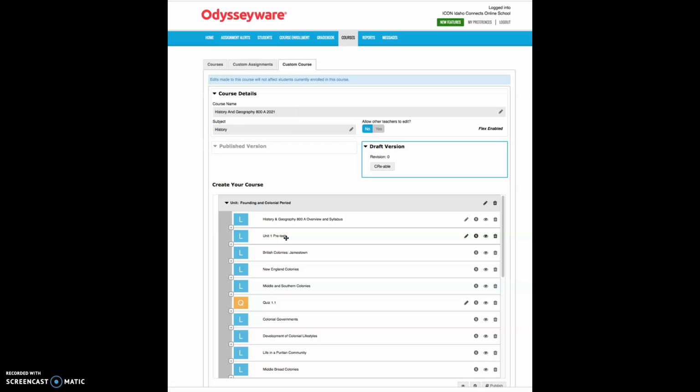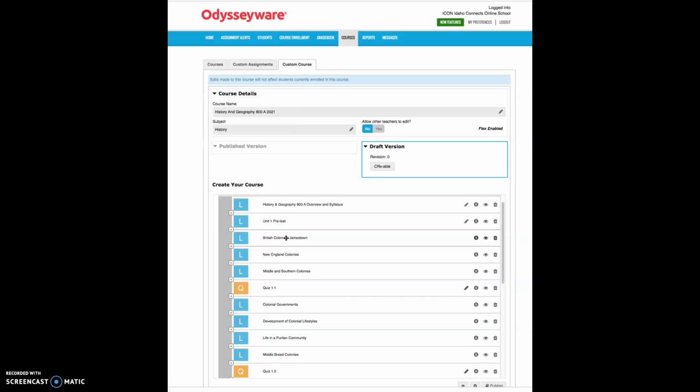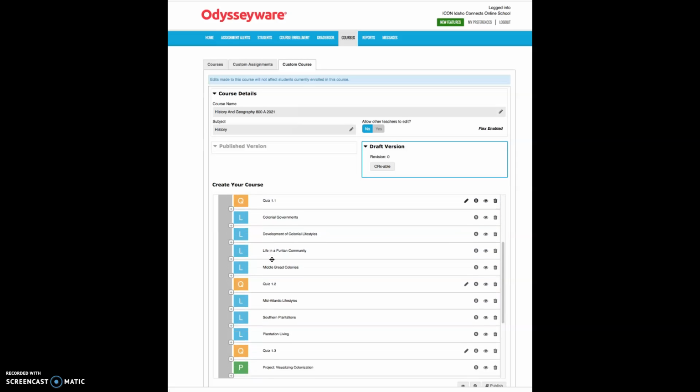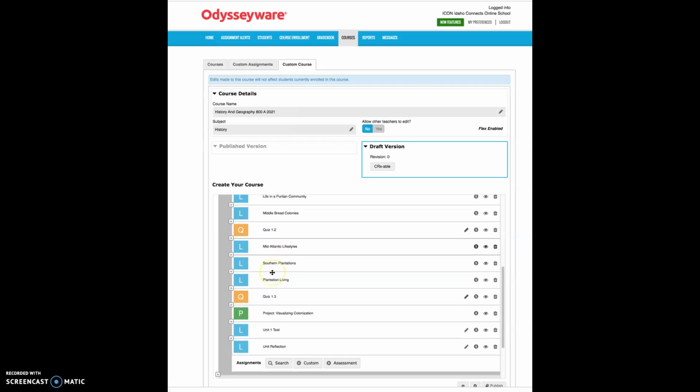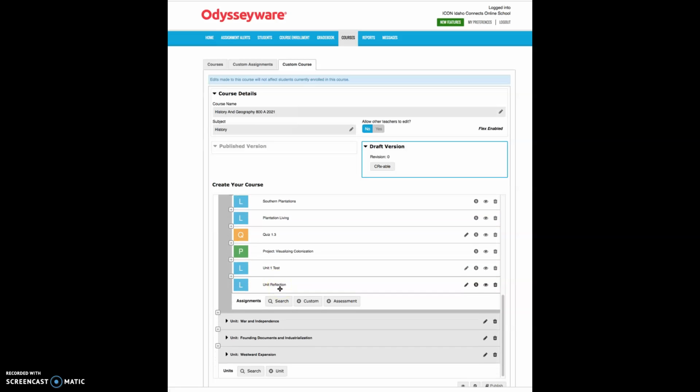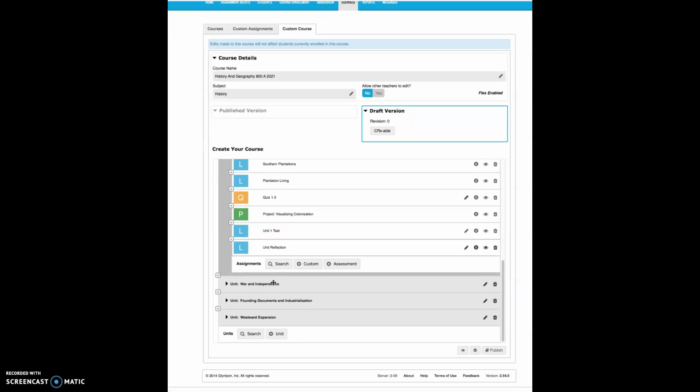I've got my pre-test, which is the same as the post-test. I have about 3 or 4 lessons in a quiz. There's 4 in a quiz. My single project for the unit, test, which is the same as the pre-test, and a unit reflection.